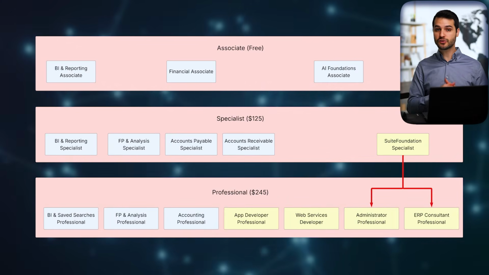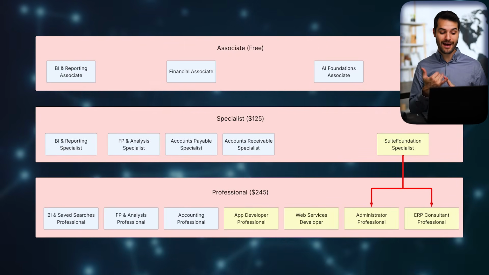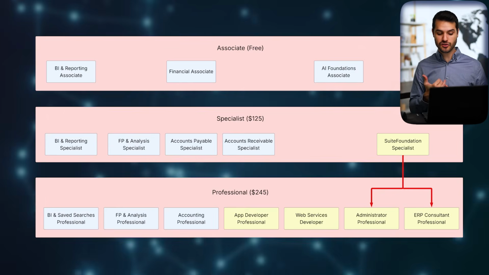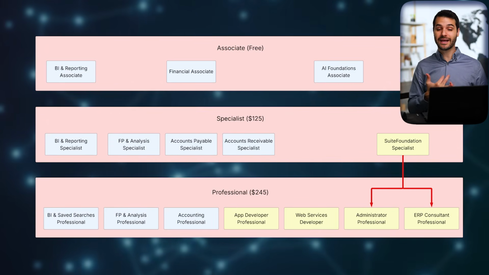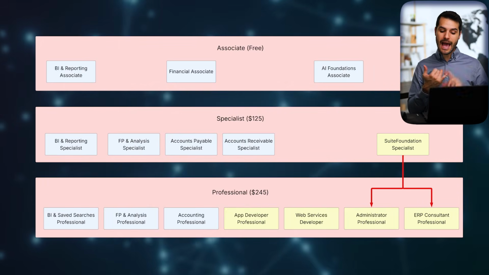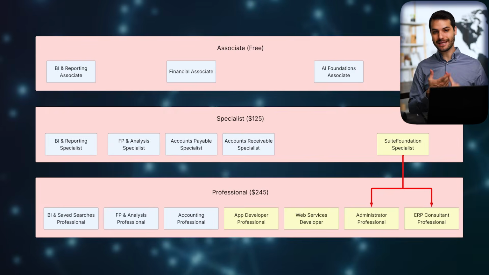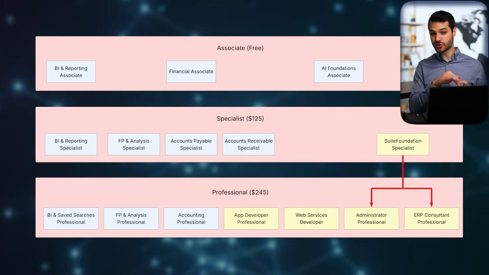The exams cost $245 to take. And then moving from left to right, again, we have a BI and Save Searches professional. We have a financial planning and analysis professional, accounting professional, and then app developer, web services developer, administrator, and ERP consultant. And again, you should recognize all those.